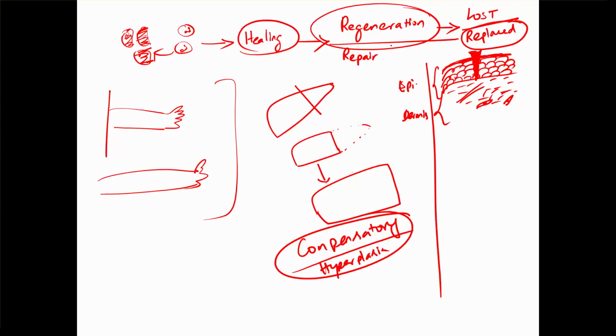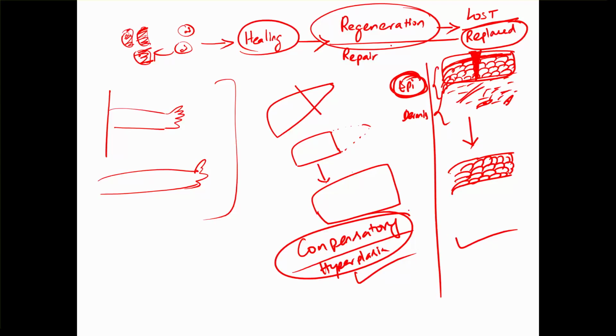If there is damage to the skin and it only involves the epithelium, then after a period of time the whole epithelium comes back without any evidence of injury. Why? Because only the epithelium is damaged, and the epithelium can be regenerated. So this is called regeneration. But in the liver, what happens is compensatory hyperplasia.